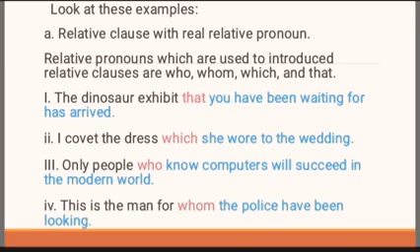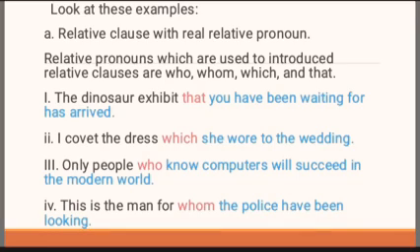The dinosaur exhibit that you have been waiting for has arrived. Now the whole relative clause in the sentence is "that you have been waiting for." That's the relative clause there, which modifies the noun exhibit. So okay, which exhibit are you talking about? The one that you've been waiting for. Are you getting it now? That relative clause, that you've been waiting for, is introduced by a relative pronoun, which is that.